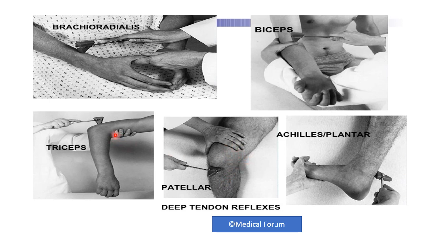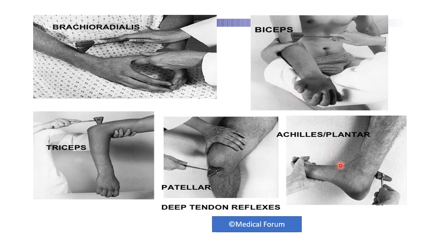Then the triceps jerk. Here the arm of the subject is being supported by the examiner, who is striking the tendon of the triceps. The arm is kept in a flexed position and supported by the hand of the examiner, and then suddenly when the examiner taps on it, the response will be in the form of extension by the triceps muscle present over here.